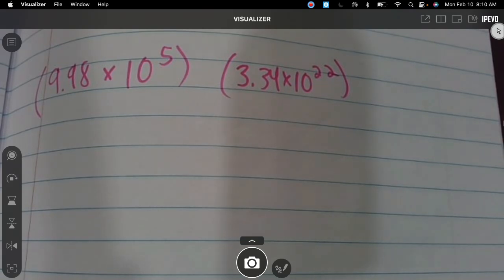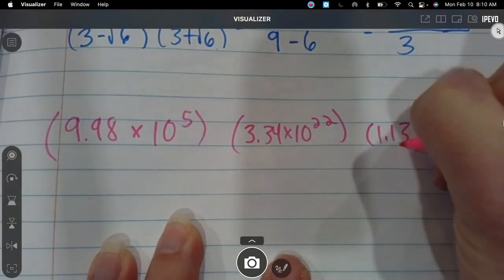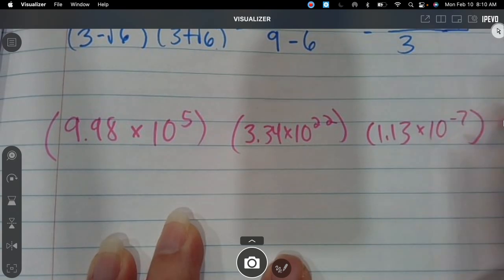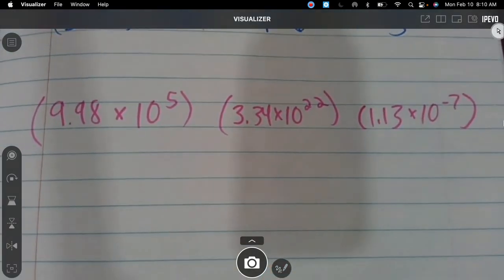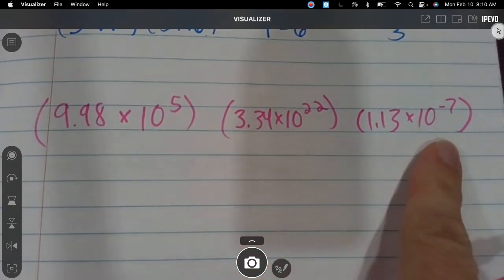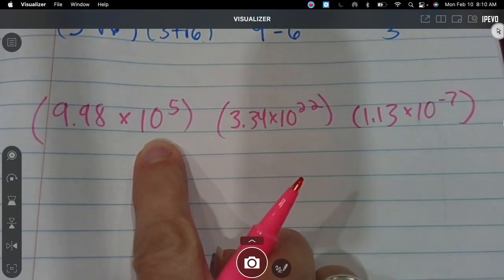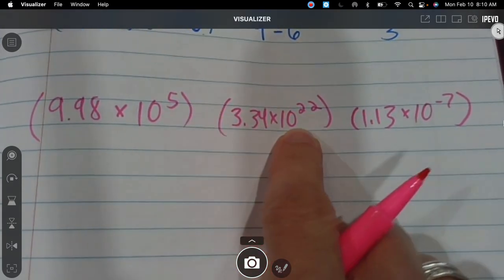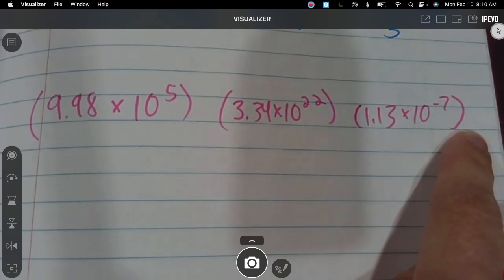Oh, there was more information. Of course there was. 9.98 times 10 to the 5th, 3.34 times 10 to the 22nd. There was another one, sorry, 1.13 times 10 to the negative 7. There was another bit of information. They want us to multiply these three things together. Notice, 10 is a base. Do y'all understand that? A number raised to an exponent. This is the base, this is the exponent. 10 is the base, 22 is the exponent. 10 is the base, negative 7 is the exponent, okay?